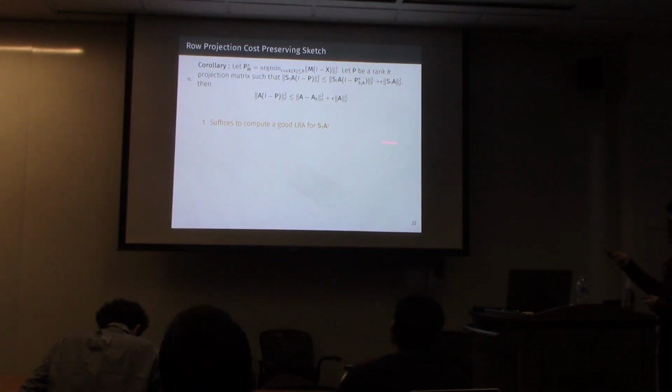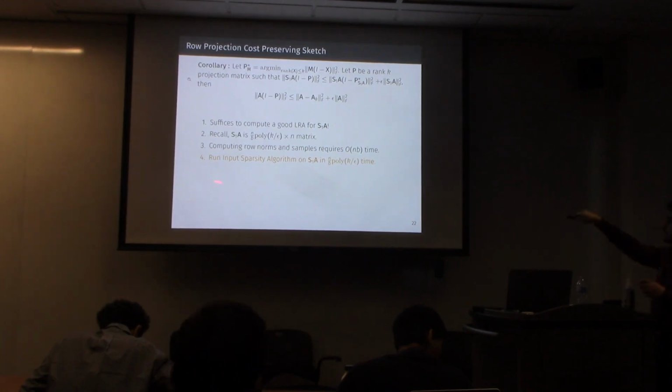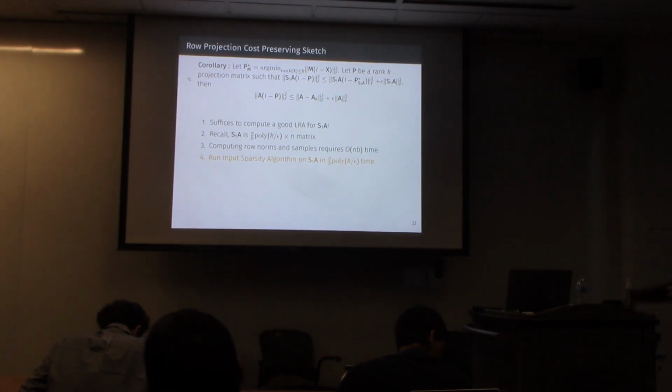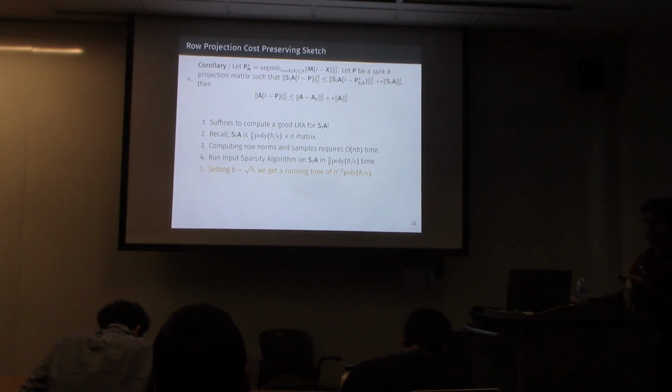Okay. So it suffices to compute a good low-rank approximation for the smaller problem, but the problem isn't that much smaller to begin with. Recall S1A is a b by n matrix, with b being poly k over epsilon, and computing the row norms required n times b time. After we get this smaller matrix, we can just run Clarkson-Woodruff, the input sparsity time algorithm. This is going to run in some n over b times poly, there should be an n squared. Setting b to be square root n, we can get an n to the 1.5 poly k over epsilon time algorithm. This is already sublinear. But I promise something much better.